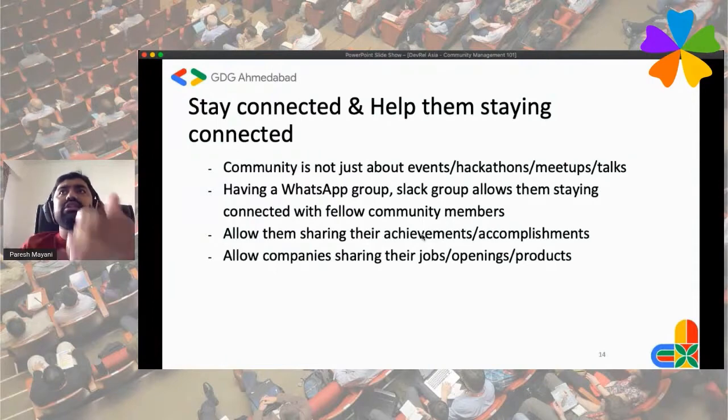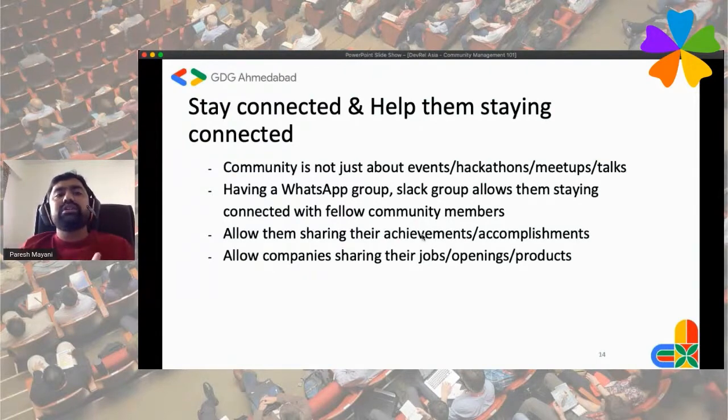So stay connected with them and help them in staying connected. One more thing: community is all about connecting the dots together. So that's where you play a vital and important role, right? In our GDG Ahmedabad community, we have a jobs opening channel where community HR people share their openings, and that's where they are getting huge traction, right?